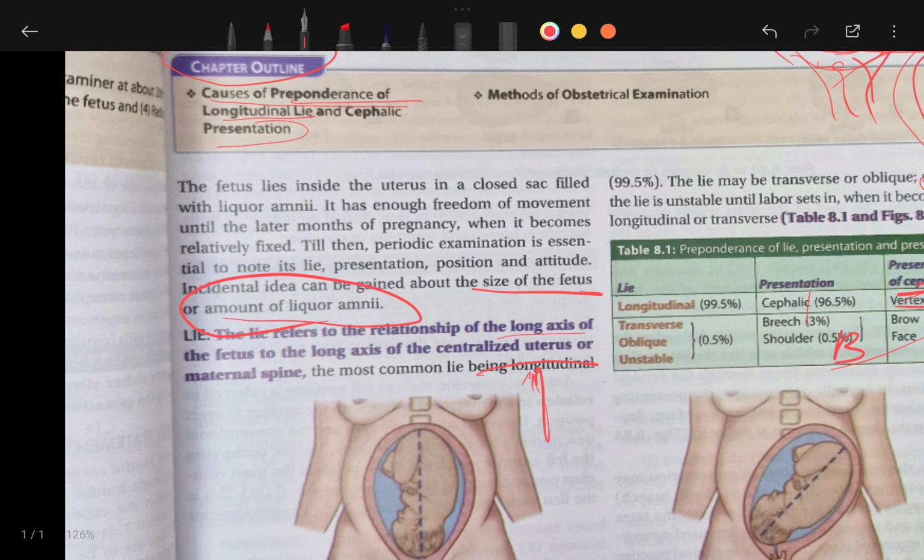There are many measures like fundal height, and on the scans and all, you will measure the amniotic fluid index. All this will suggest to you the size of the fetus and the amount of liquor present in it. Now, coming to the lie.